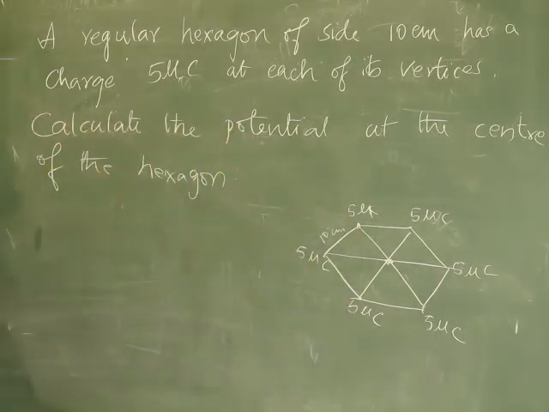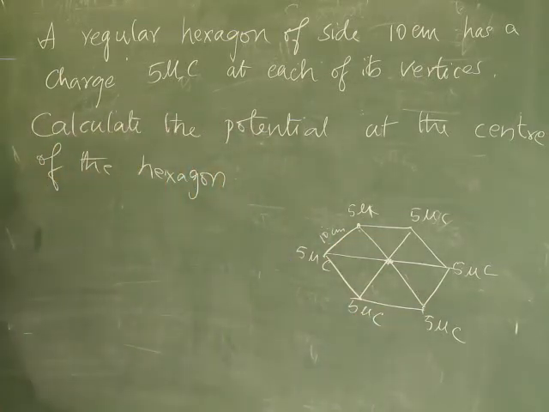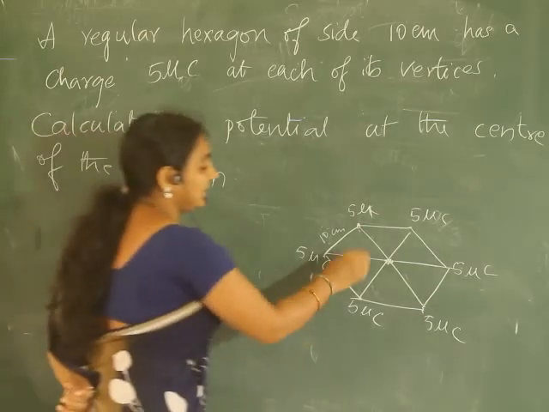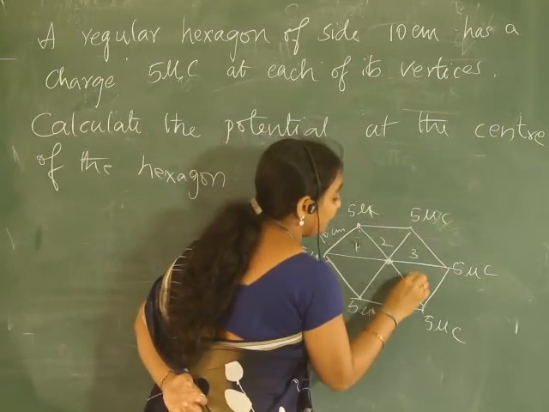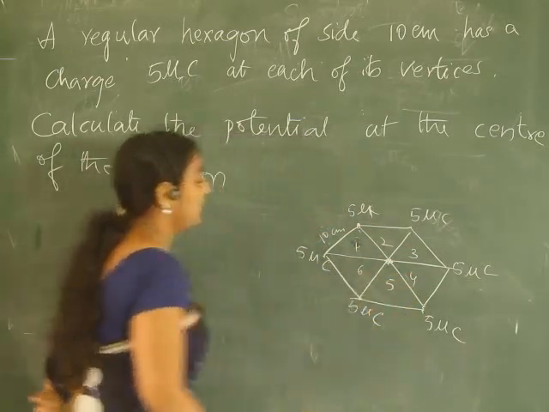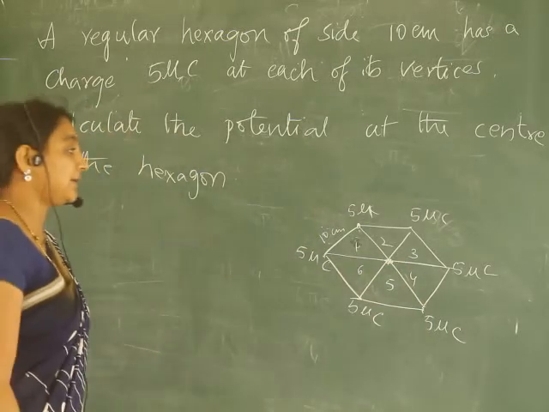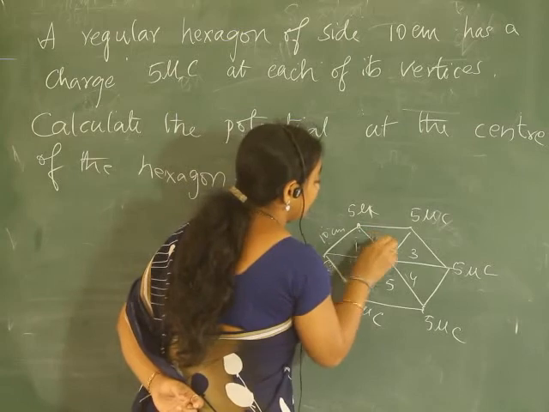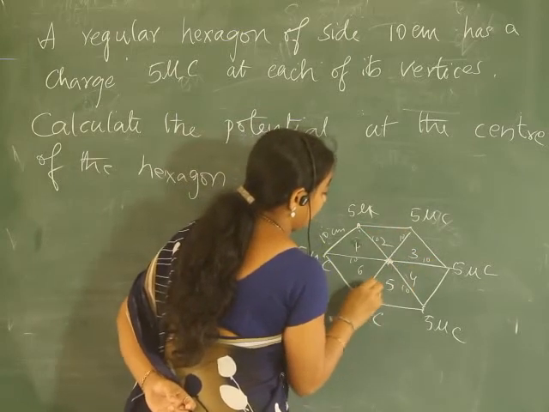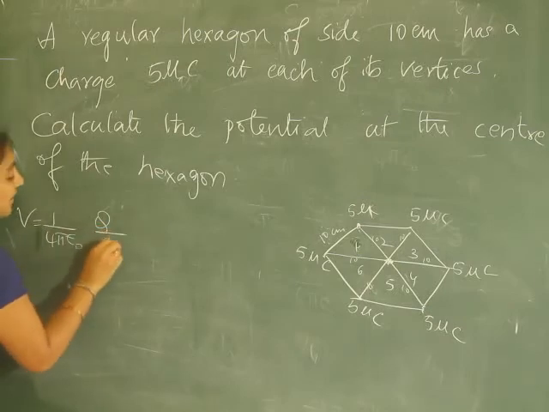A hexagon, when we divide it, has equilateral triangles. My diagram is not nice. Actually, 6 equilateral triangles are present for the hexagon. Since it is an equilateral triangle, 10, 10 everywhere, the distance is 10 centimeter. We know the expression for V is equal to 1 by 4 pi epsilon naught Q by R.